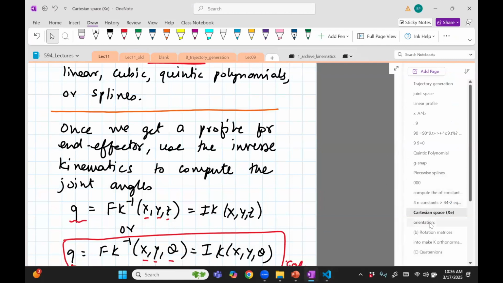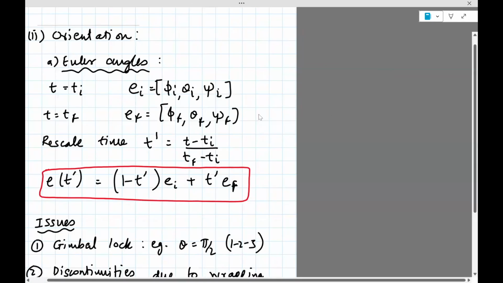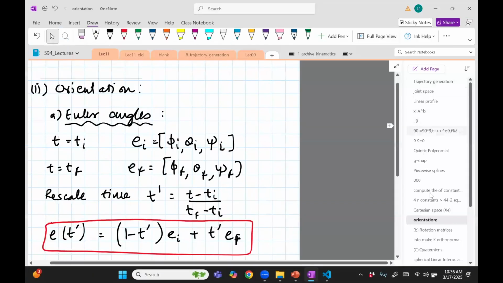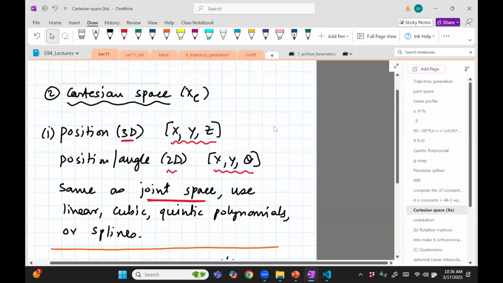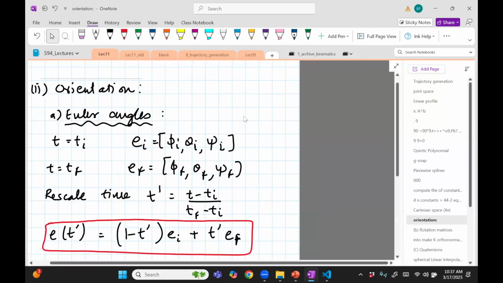Go to the last part, which is orientations. Now we have the last piece. In Cartesian space, we have to move the end effector, but there are 6 numbers in the end effector. There's position, x, y, z, and there's orientation. The question is, how do we use orientation for the interpolation? We've talked about 3 ways of doing that: Euler angles, rotation matrices, and quaternions.